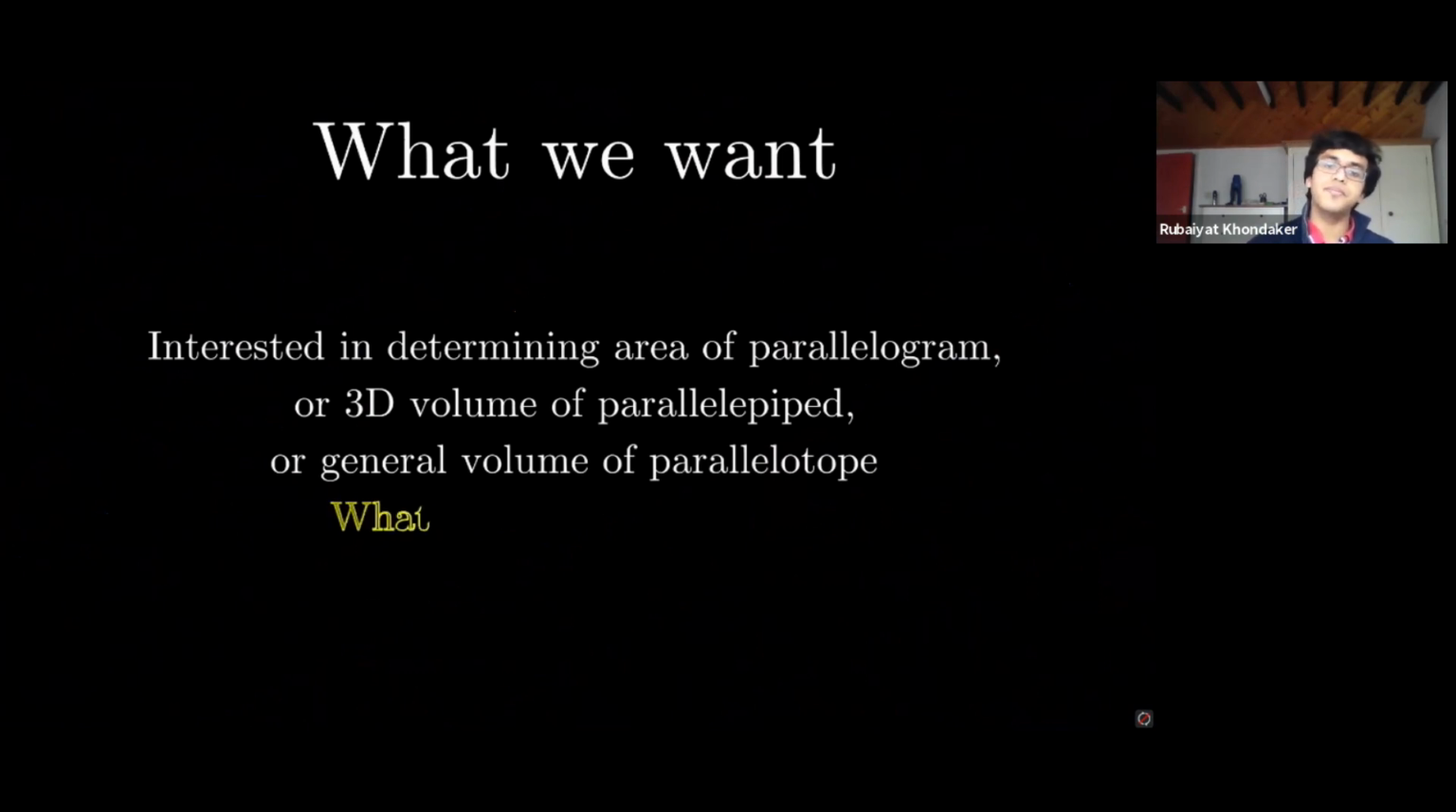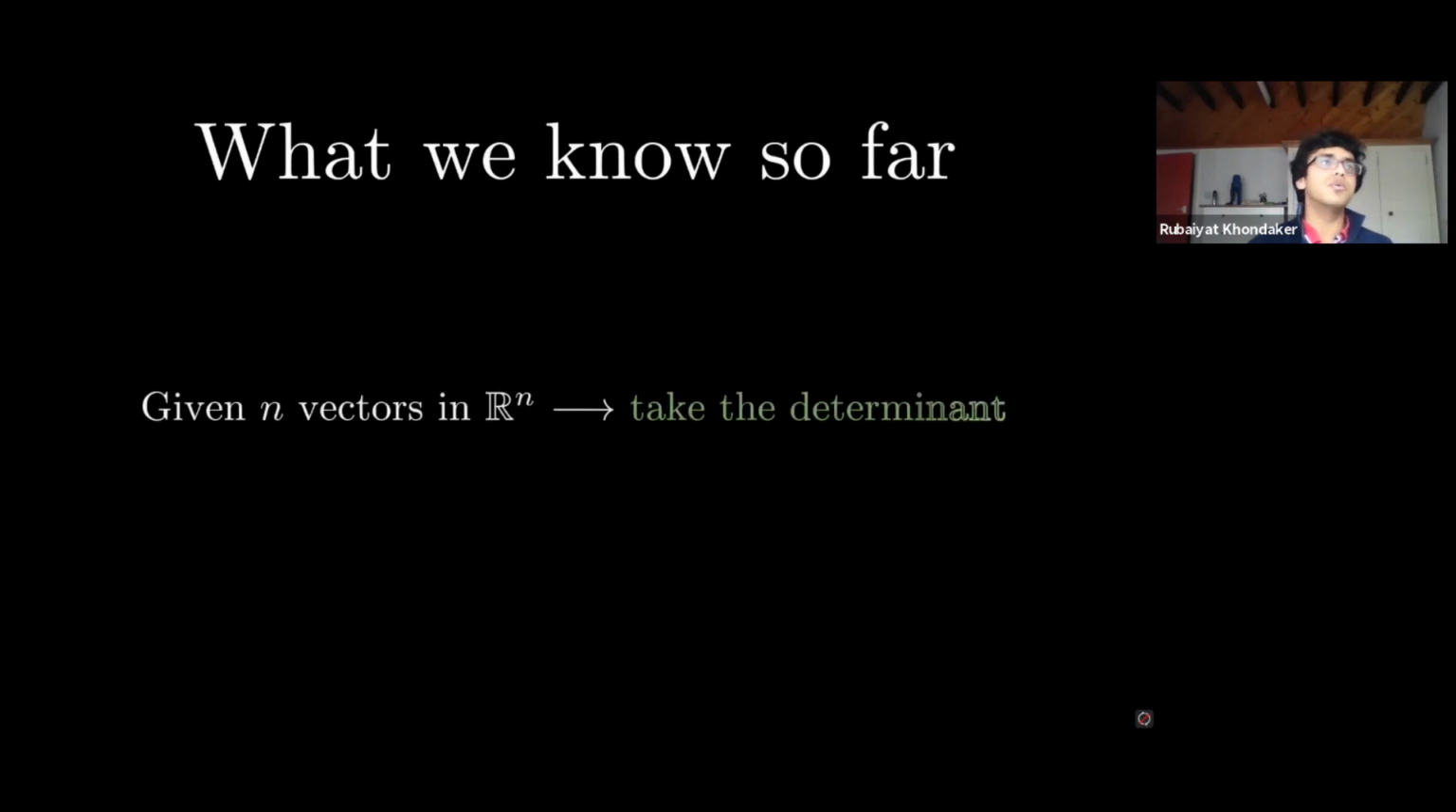So what do we already know? Well, what we know is that if you've got n vectors, which are all n-dimensional, you can form a matrix whose columns are those vectors, and then take the determinant of that matrix, or I guess the absolute value, if you don't care about orientation.